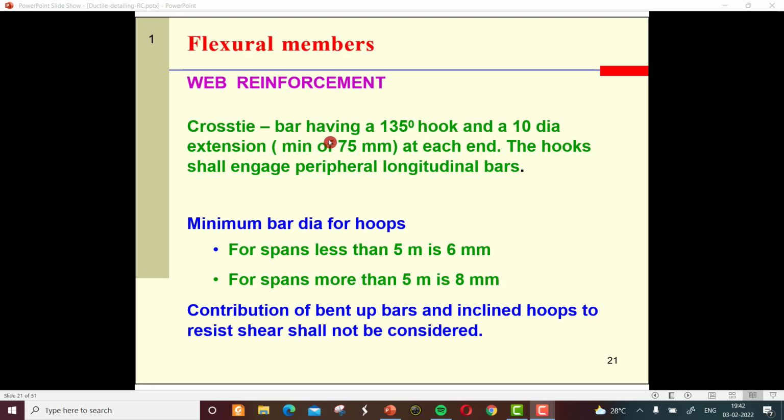The cross tie is the bar having a 135-degree hook and a 10 diameter extension, minimum 75 mm, at each end. The hooks shall engage peripheral longitudinal bars. The minimum bar diameter of the hoops for spans less than 5 meters should be 6 mm, and for spans more than 5 meters should be 8 mm. Contribution of bend-up bars and inclined hoops to resist shear shall not be considered.